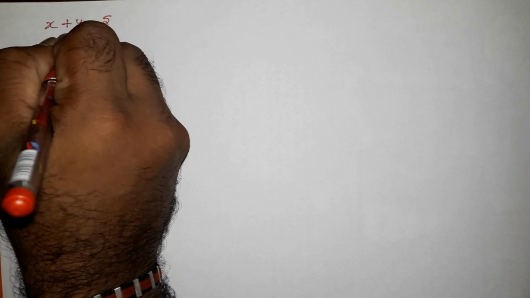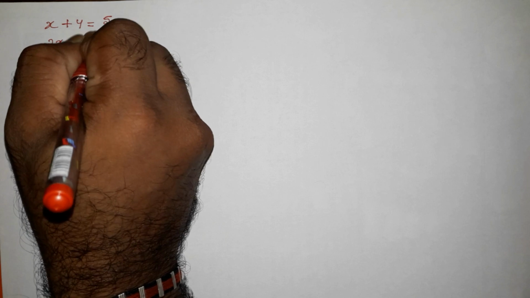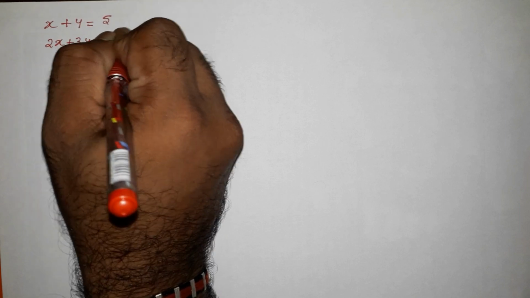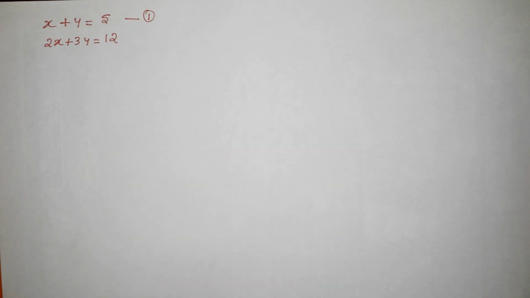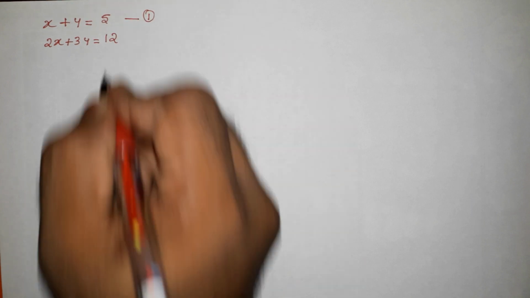Let us solve another problem. x plus y is equal to 5, 2x plus 3y is equal to 12. Two equations consisting of two variables x and y. First equation is x plus y is equal to 5, equation number 1. 2x plus 3y is equal to 12, equation number 2.